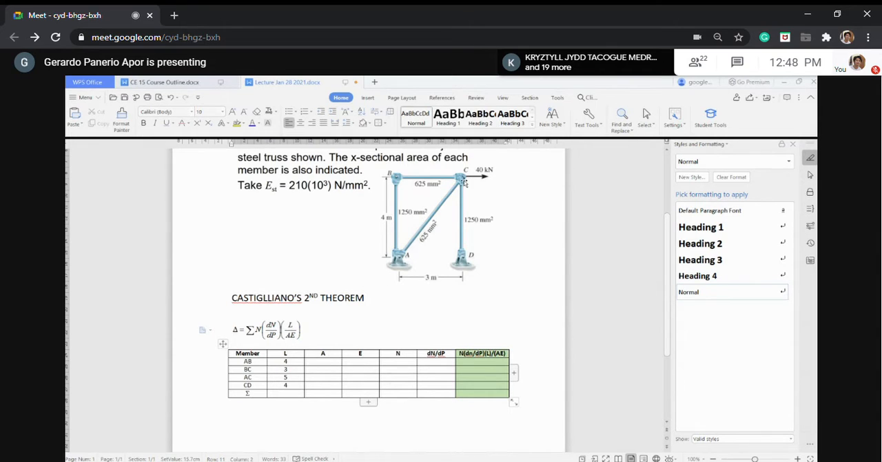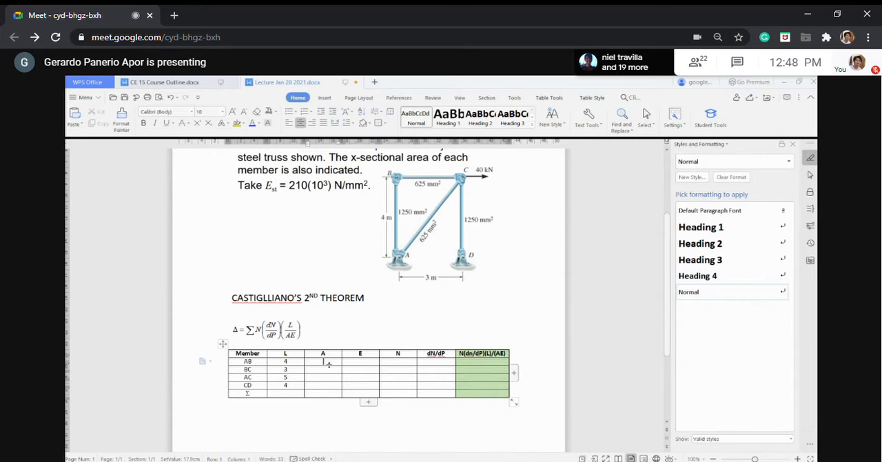AC is from here to here, and this is 5 meters. Why 5 meters? Because this is 3 meters and 4 meters, so the hypotenuse is 5 meters. So I put 5. And lastly, CD is 4. Actually, you can sum up the total length of the material, but for the time being, determining delta does not really need it. You only need to sum the products. So whatever your answer here, that will be the answer for delta.